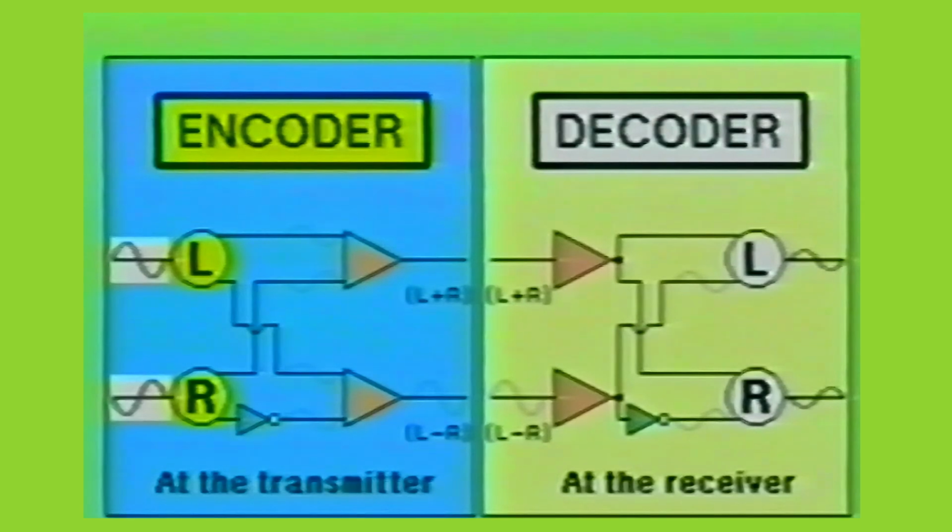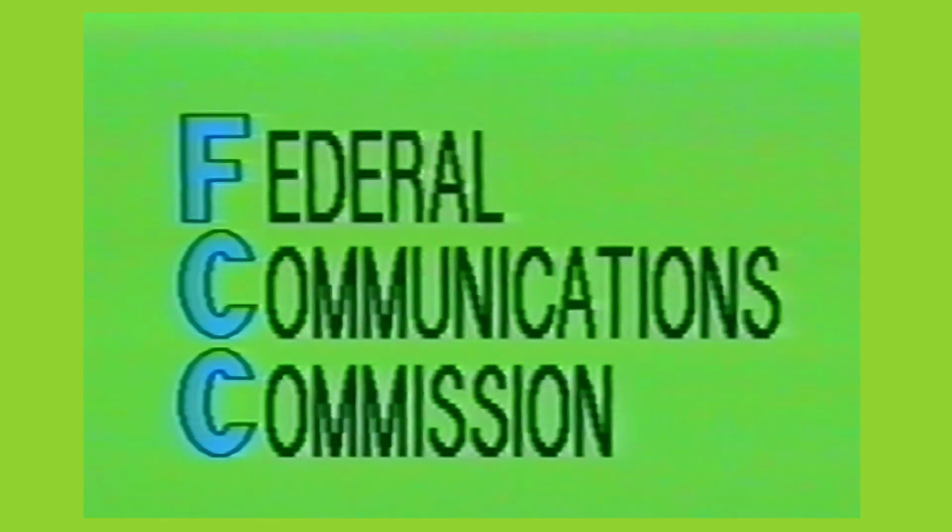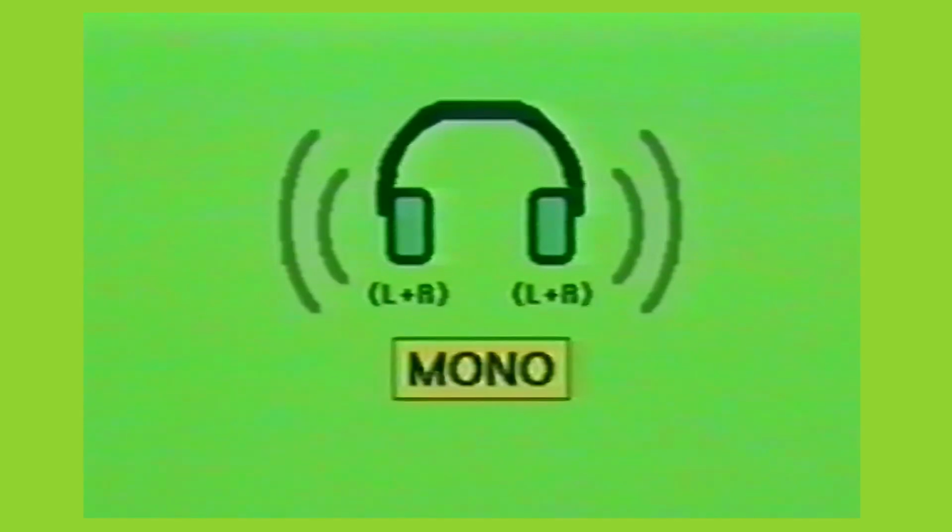As a rule, it's customary and required by the Federal Communications Commission for both the left and right audio channels to be combined as the main L plus R channel, so a mono receiver is capable of reproducing both left and right audio channels, although not separated from each other. This applies not only to FM stereo, but AM stereo as well.